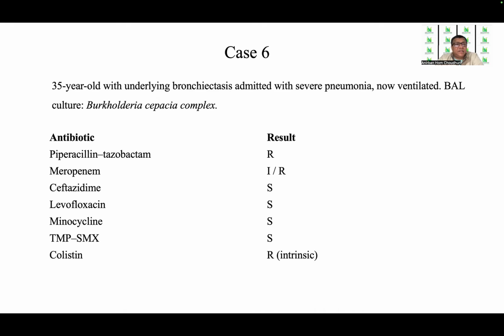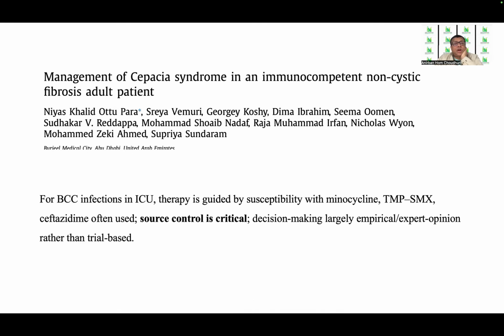Moving on to the last case: a 35-year-old man with underlying bronchiectasis, admitted with severe pneumonia and now on a ventilator. The BAL culture grows Burkholderia cepacia complex, and the antibiogram shows resistance to the majority, but sensitivity to ceftazidime, levofloxacin, minocycline, and trimethoprim-sulfamethoxazole. So how do you treat it?